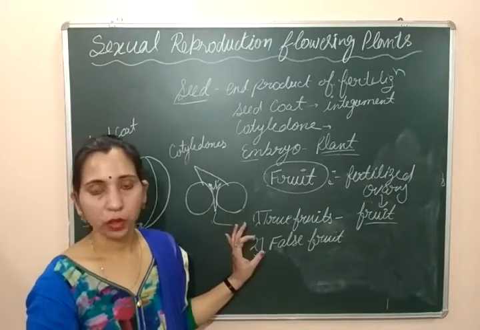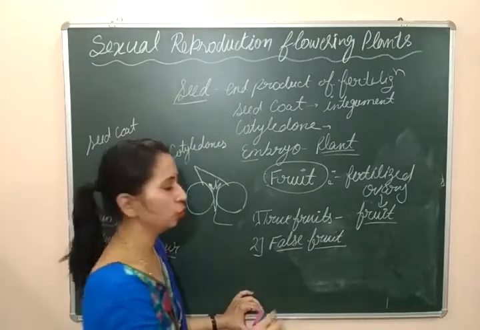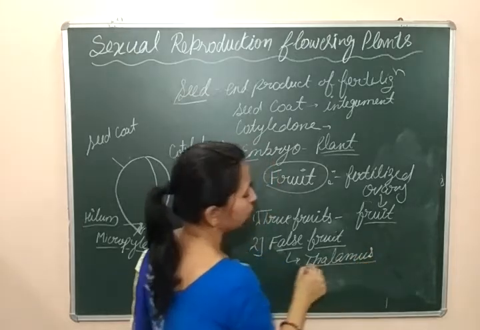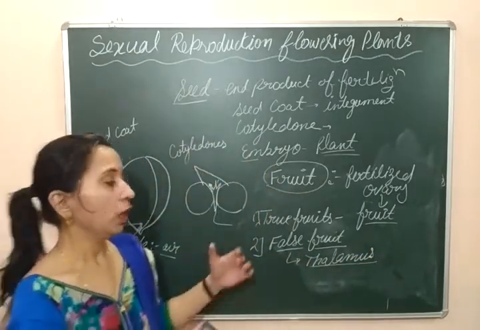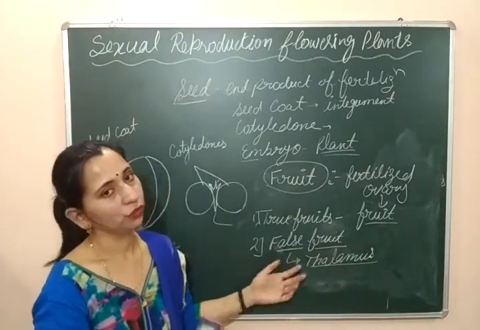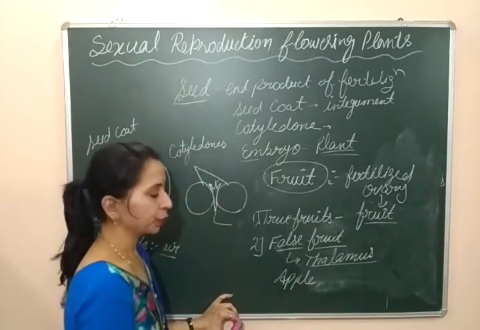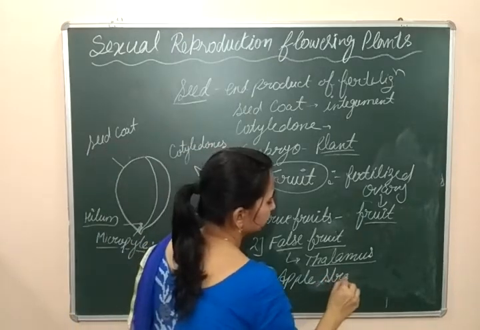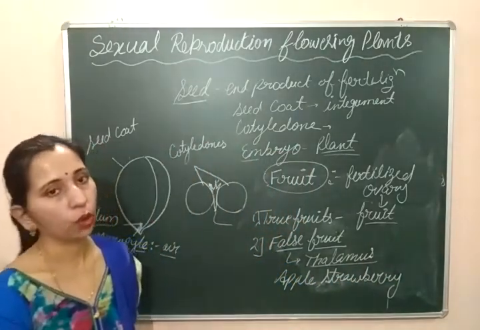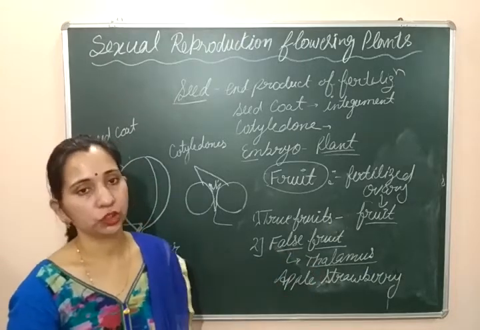But in the case of false fruit, thalamus or some other parts are also responsible for the formation of fruit. The thalamus, as you also know, is the part on which all parts of the flower remain attached. So if thalamus takes part in the formation of fruit, such fruits are known as false fruit. And we have some important examples on which questions can be asked in some exams. Apple, strawberry and cashew, etc. are some examples of false fruits. These are the fruits in which thalamus also takes part in the fruit formation.